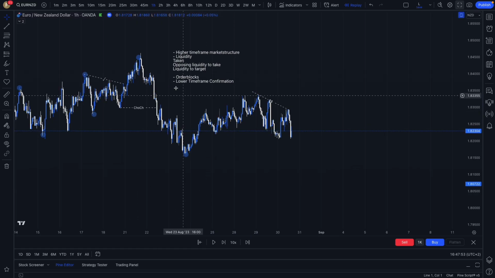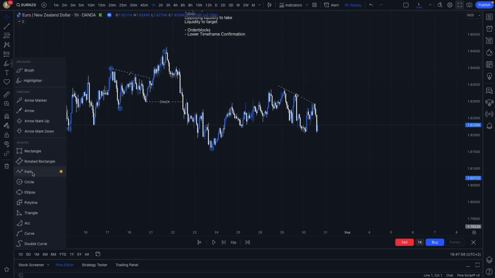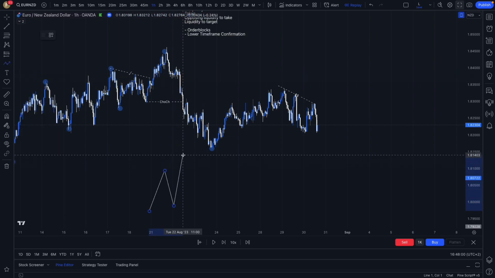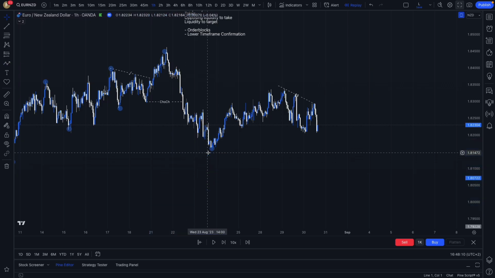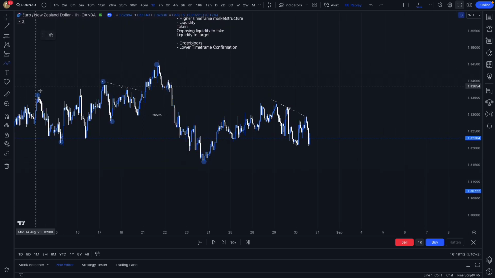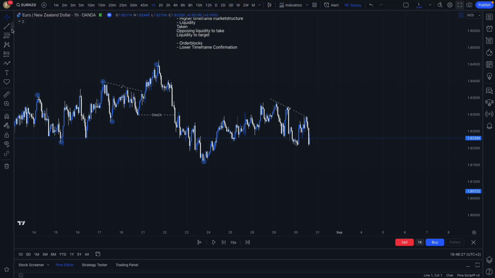Then simple market structure, liquidity to target. Well, since price has shifted, when we see something like this happening and price takes out the low, then we expect price to take out the second low when it fails to break the previous high, which is exactly what has happened here. You can see it takes it out. If it fails to break this high, we expect this low right here to be taken out. So this is going to be our target.